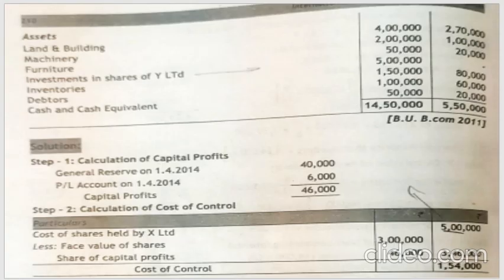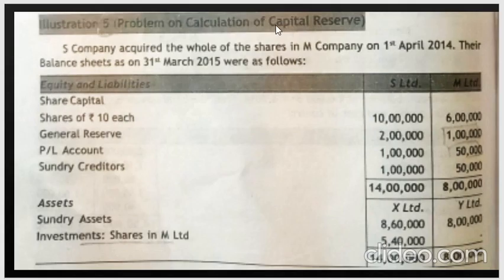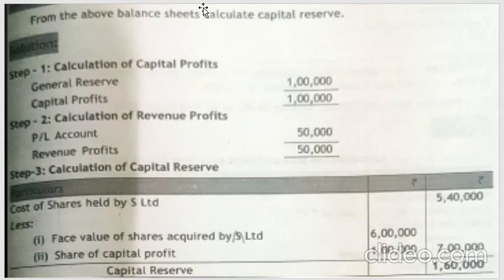So the next problem, illustration 5, problem on calculation of capital reserve. S company acquired the whole of shares of M company on 1st April 2014. Their balance sheet as on 31st March 2015 were as follows. So S is your parent company, M is your subsidiary company. Share capital is given, general reserve, profit and loss, sundry creditors, sundry assets, investment in shares, and they have given information. From the above balance sheet, calculate capital reserve.